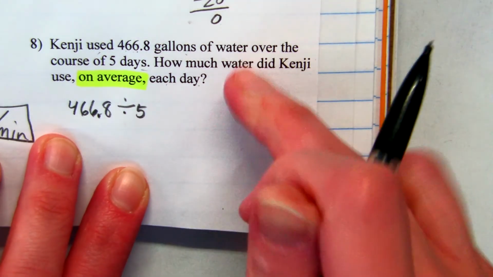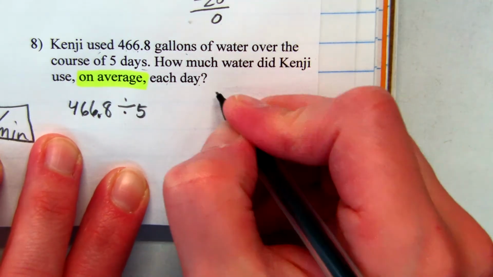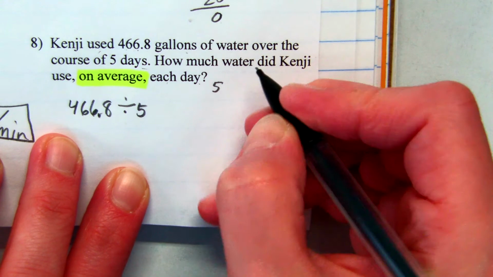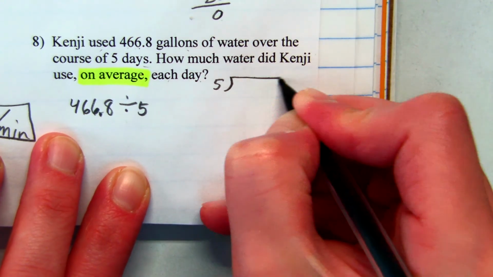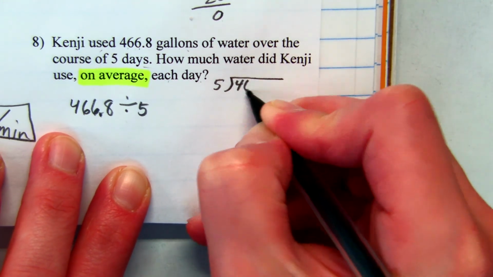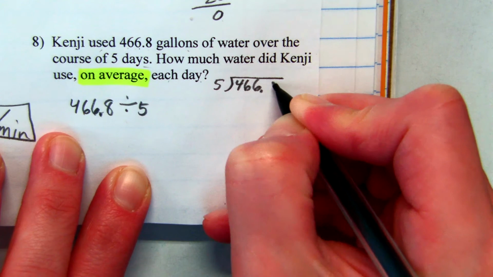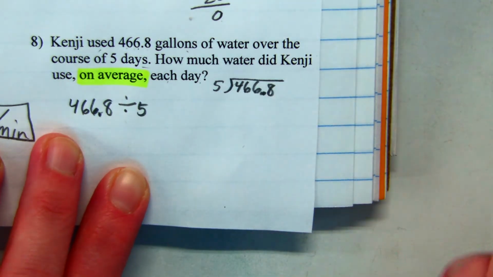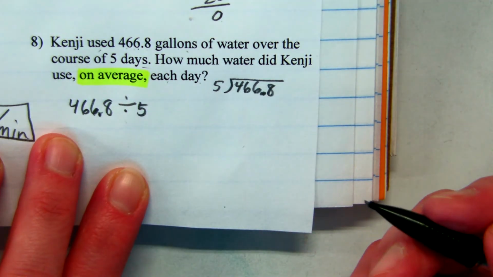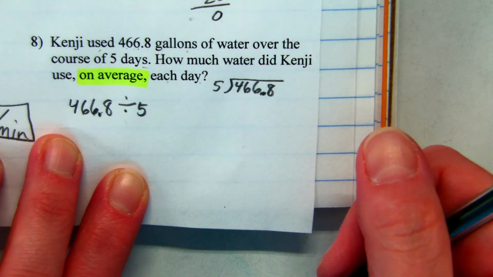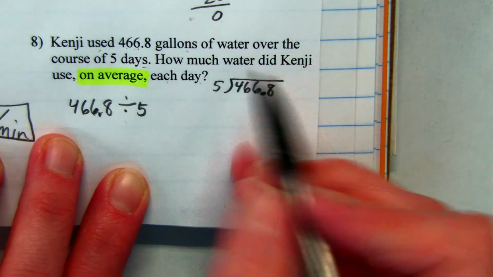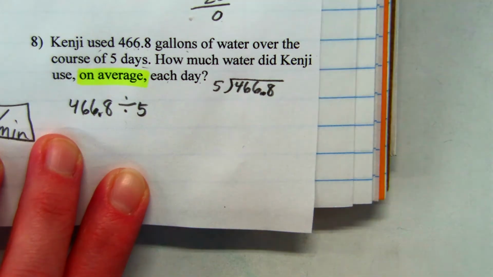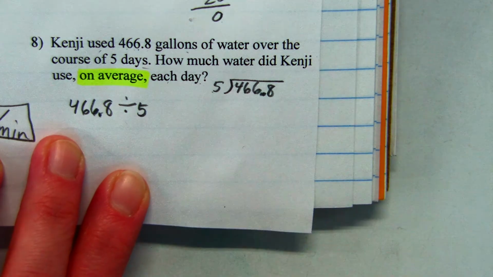So I'm going to go up in this little space here because I know this one's going to take a little bit. There's a lot more digits. The 5 is going to go on the outside, and the 466.8 is going to go on the inside. Do I need to move my decimals at all on this? No. Why is this one okay? Because there's no decimal on the outside. It's just 5. If this number is a whole number, we're good.